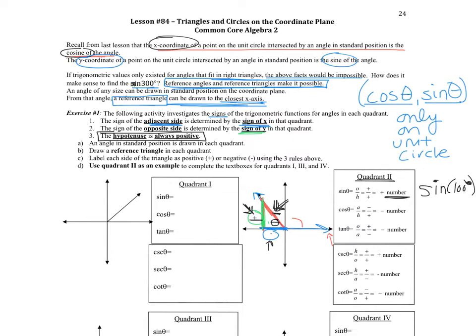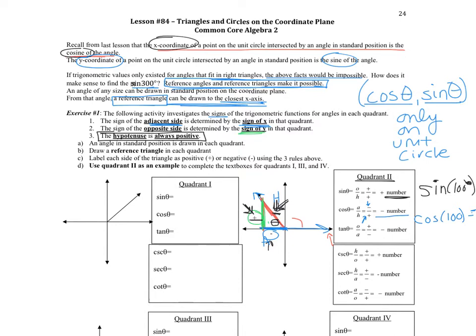Contrast that to cosine. If I'm working with the cosine of an angle, I'm doing adjacent over hypotenuse. That's a negative over a positive. Negative divided by positive gives me a negative number. So if I type in the cosine of 100, that's going to give me a negative value. Type that in your calculator, and you'll see it's negative.